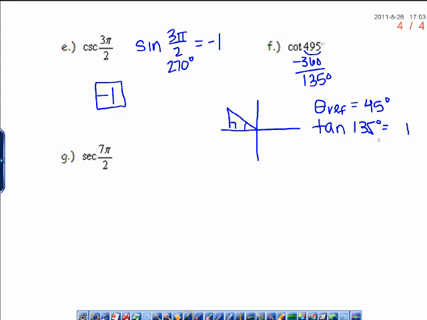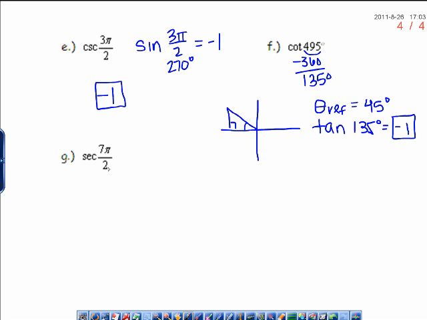And it is negative, because all students take calculus. Alright, let's look at G.